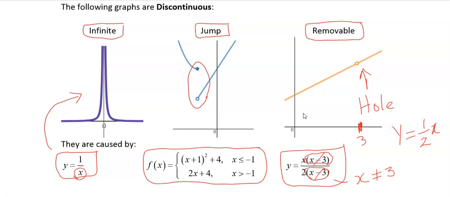So it's removable, meaning that if you cancel it, you basically end up with y equals 1/2 x in this case right here. But that doesn't mean, even if you cancel the terms, the hole vanishes. It stays there, all right? So it's a discontinuous graph, even though those terms would cancel out. So that's the three types of discontinuities that you can have, that you're going to see anyway in this course.